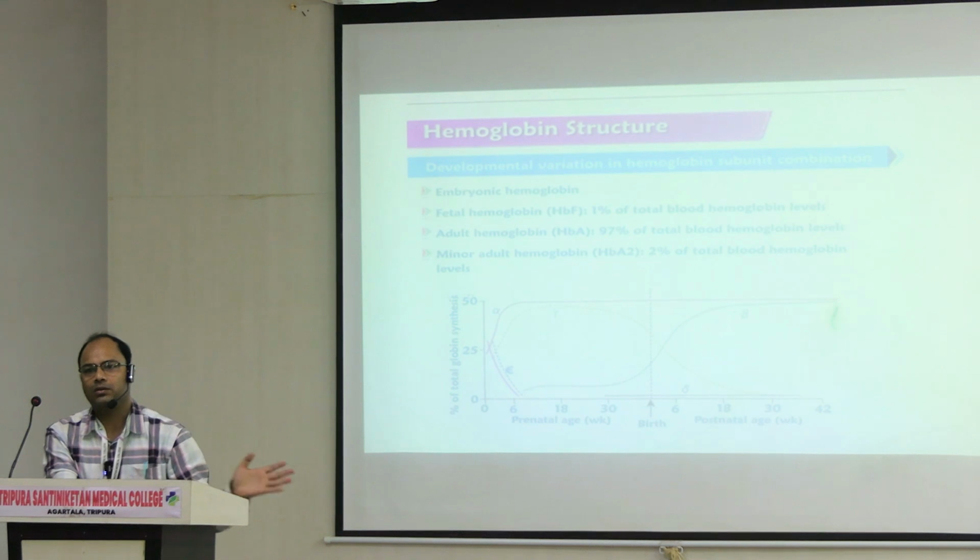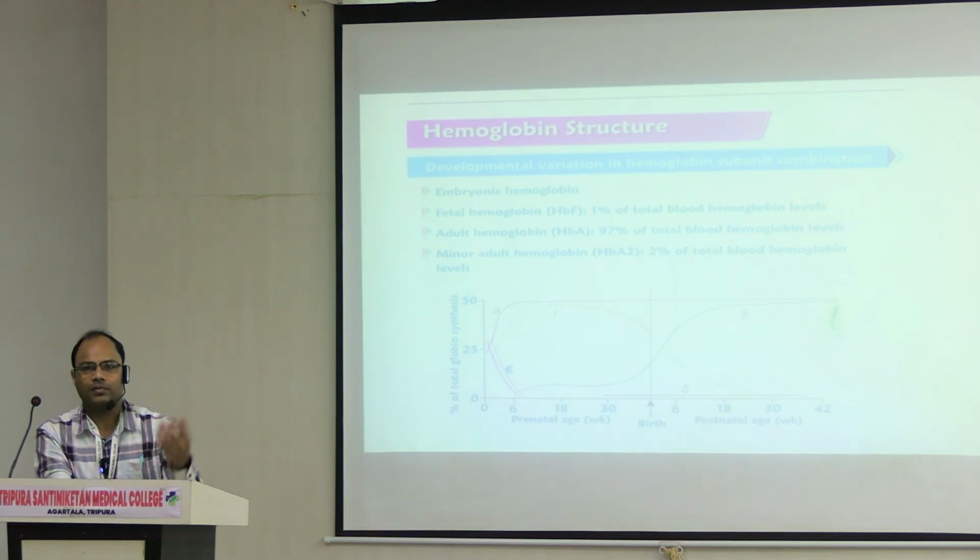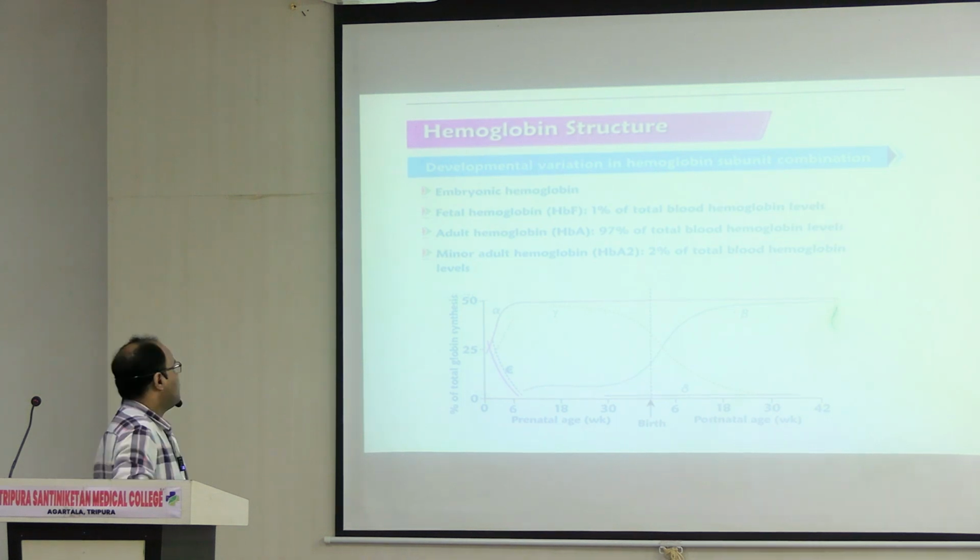If you don't know this, no problem. This is one extra piece of information. Fetal hemoglobin, HbF, is made of 2 alpha chains and 2 gamma chains, about 1% of total blood hemoglobin level. Adult hemoglobin, HbA, is 97% of total hemoglobin level. A minor adult hemoglobin like HbA2 is 2% of total hemoglobin level.